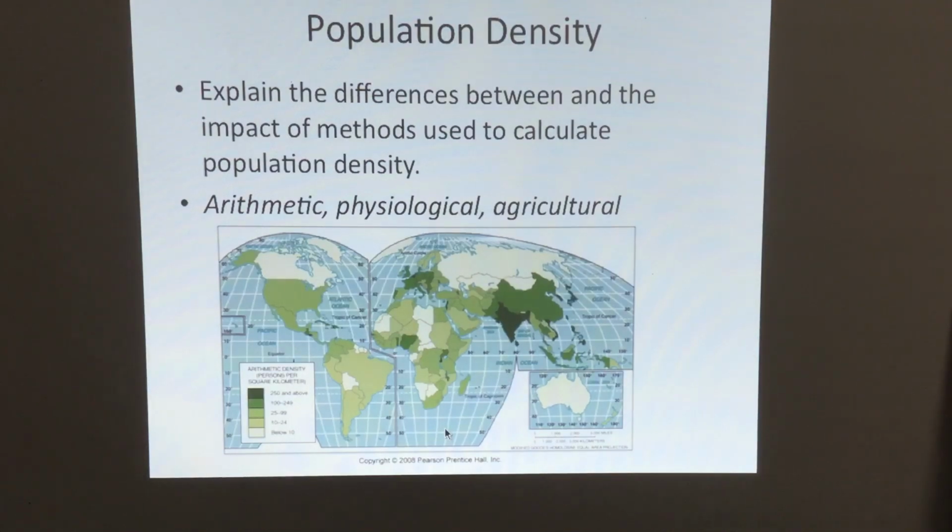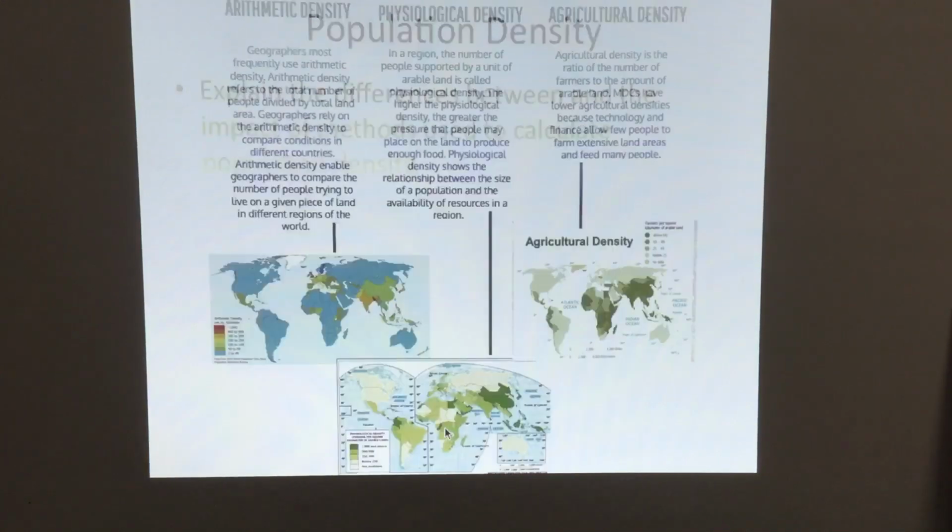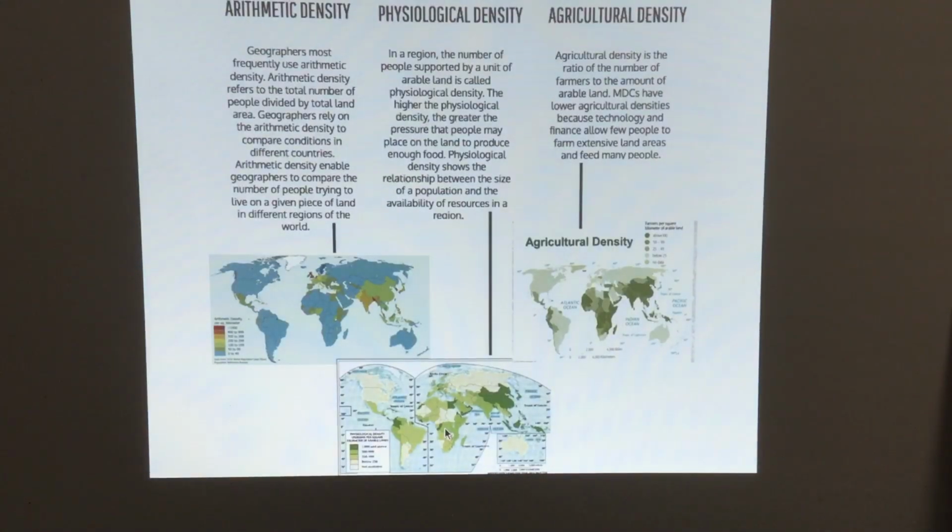But there are other ways that we need to look at density because it can give us more information. So the arithmetic is the basic one. Physiological density, which is listed here, gives you an idea of what is the population based on the amount of arable land in that country. So it could be that a country has a really high physiological density. Egypt is always a great example. Egypt is mostly desert, so there's not a lot of arable land. And so their physiological density is high because most people are concentrated in the arable parts of that country, which is along the Nile River.